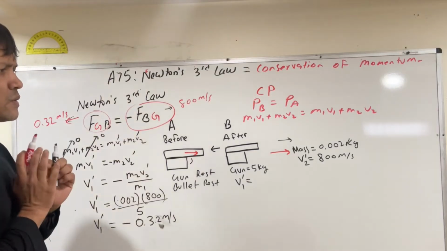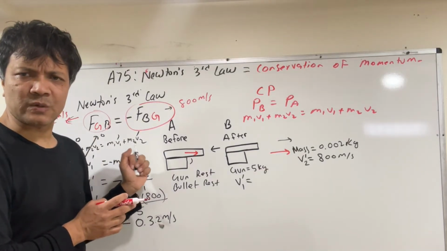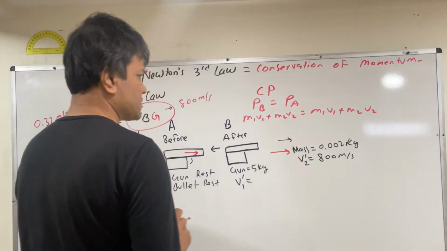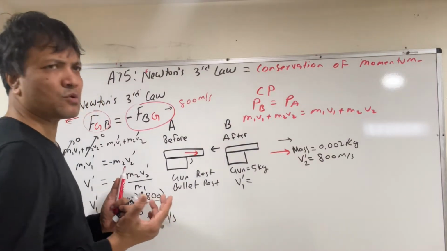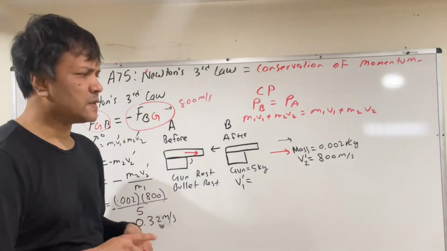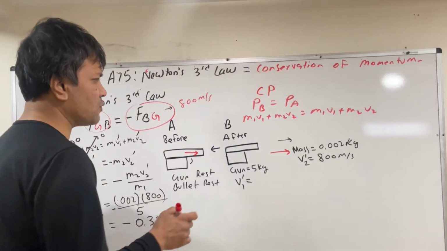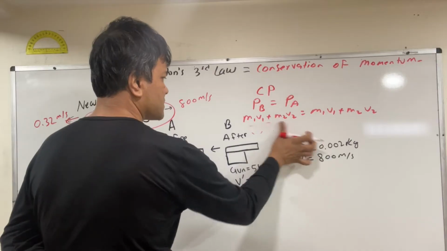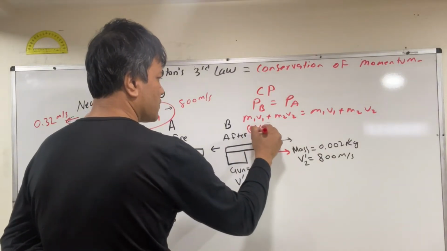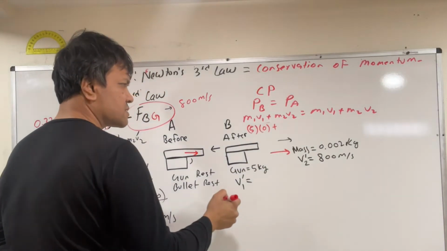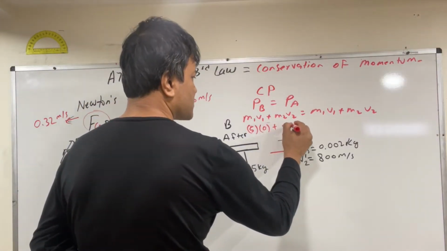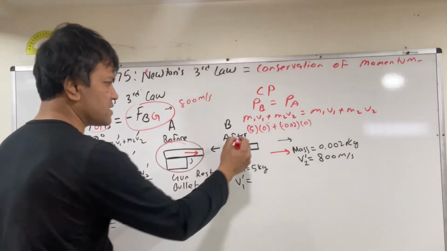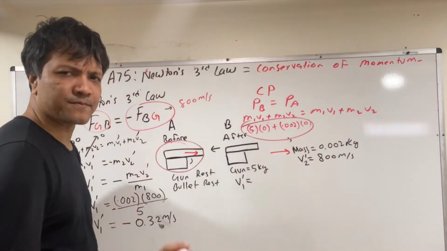I'm also going to show you that this is connected with momentum by showing that momentum is conserved. Momentum is conserved no matter what type of collision it is. So m1 is 5, v1 is 0 because the gun is at rest. m2 is 0.002, v2 is 0 because the bullet is at rest. The gun and bullet are both at rest, so both of their velocities are 0. Not rocket science.